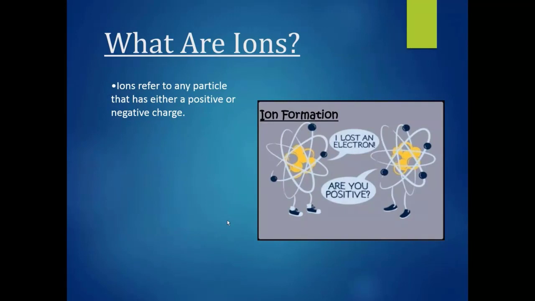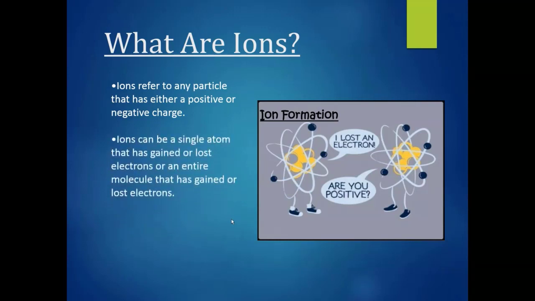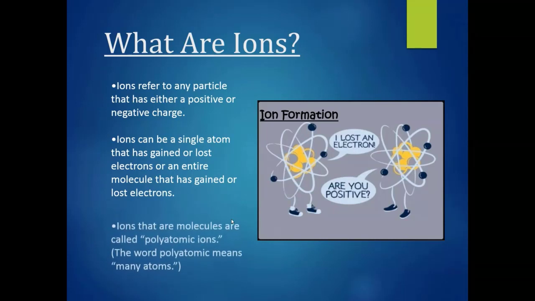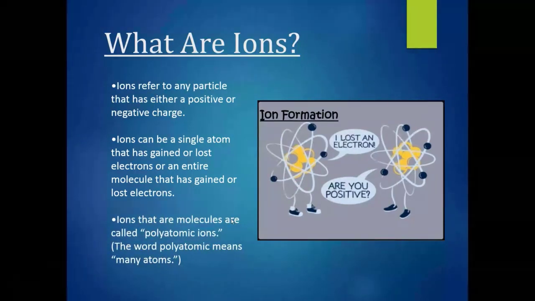without the good part. Ions refer to any particle that is either a positive or a negative charge. So ions are just any particle. Notice I say particle and not atom. The particle can be a molecule, a charged molecule, or it can be a single atom. And if it is a charged molecule, we call these polyatomic ions.